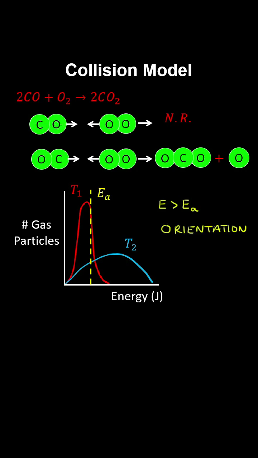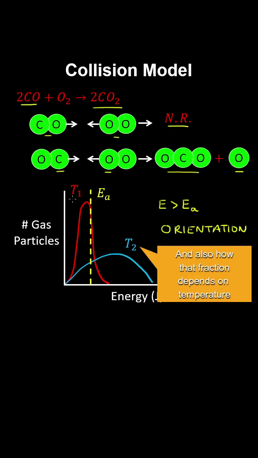So here, for example, where carbon monoxide collides with oxygen, no reaction occurs, whereas if the carbon is facing the oxygen, you get the formation of a carbon dioxide molecule and an oxygen left over, which would bond with the other carbon monoxide molecule. Now using the Maxwell-Boltzmann distribution, which describes the distribution of particle energies, we can qualitatively estimate the fraction of collisions with sufficient energy that lead to a reaction.